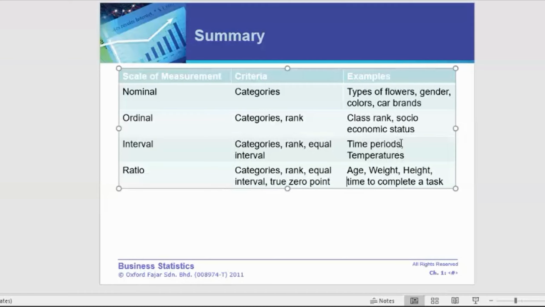But time period has no 0 point, because in the calendar we have days. We don't have a 0 point. There is no absence of time in the calendar.